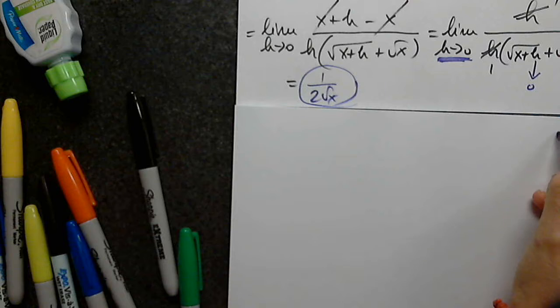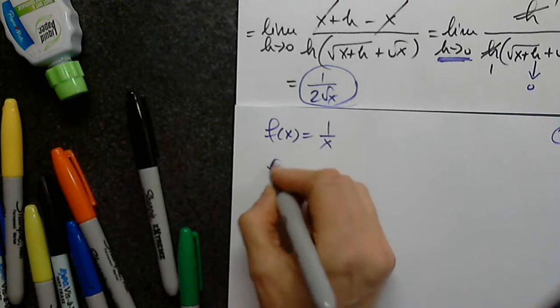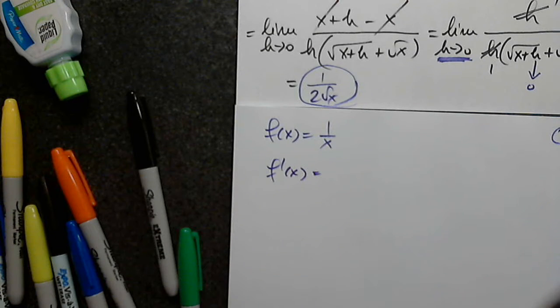Okay. Now the other one, which is 1 over x, very important. So f of x equals 1 over x. Please find f prime of x for me. And please give me the final form.